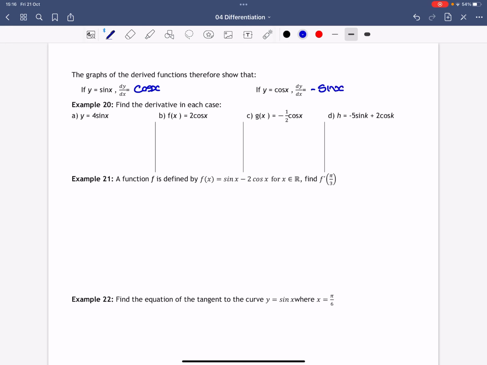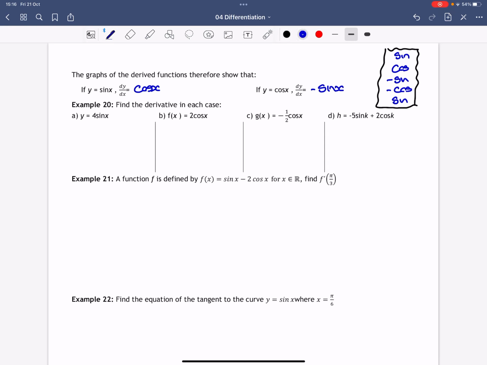And it might be worth remembering this wee path. So if we have sine and we differentiate it, we get cos. If we differentiate cos, we get minus sine. If we differentiate minus sine, we get minus cos. Differentiate minus cos, we go all the way back to sine. Okay? It might be worth your while remembering this. Okay, it'll make this a lot easier for you.